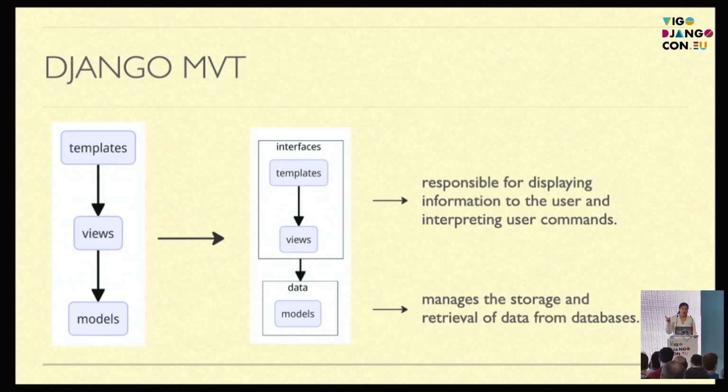We can say views and templates form a distinct group that is responsible for displaying information to the user and interpreting user commands, whereas models form an adjacent layer, and we can call this the data layer. It manages the storage and retrieval of data from the database. Django's model view template forms a layered architecture.